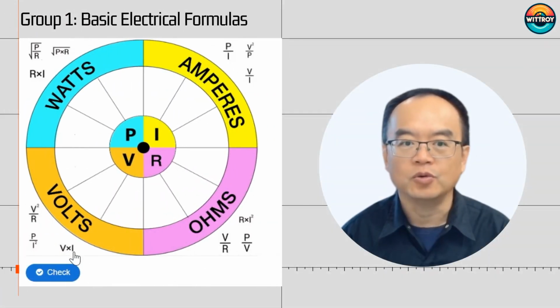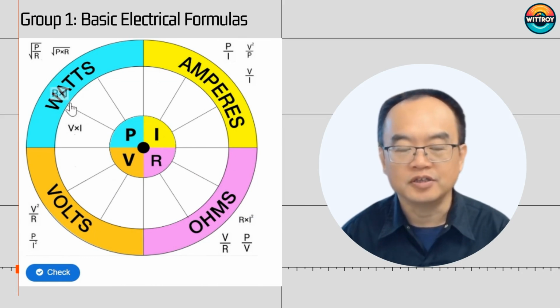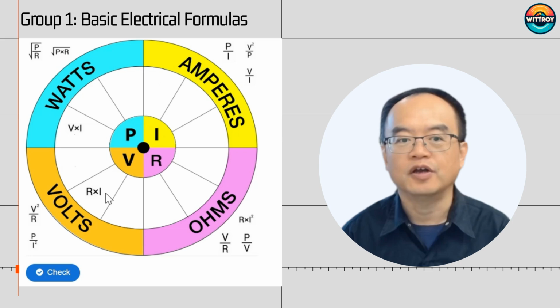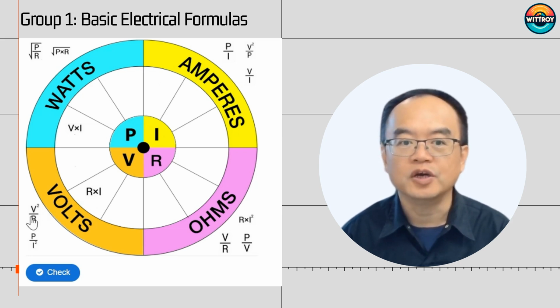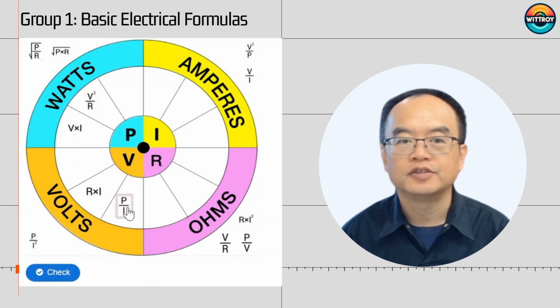Now let's briefly go through the Ohm's law wheel. The Ohm's law wheel is a visual tool for finding relationships between voltage V, current I, resistance R, and power P. To use the Ohm's law wheel effectively, follow these steps. Identify the known quantities, determine which two electrical quantities you already know. For example, you might know the current I and resistance R.